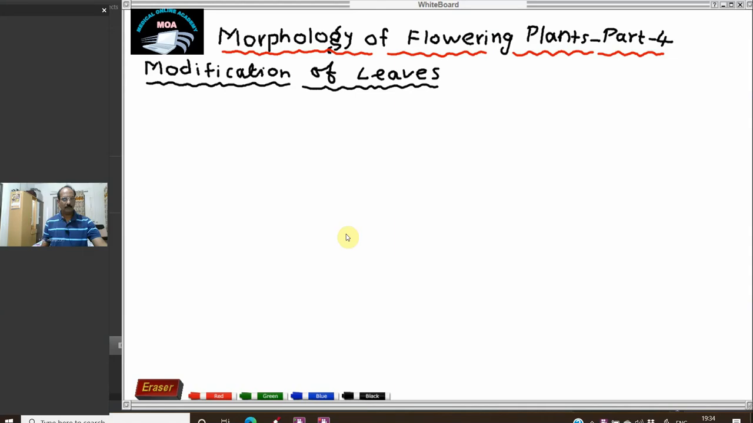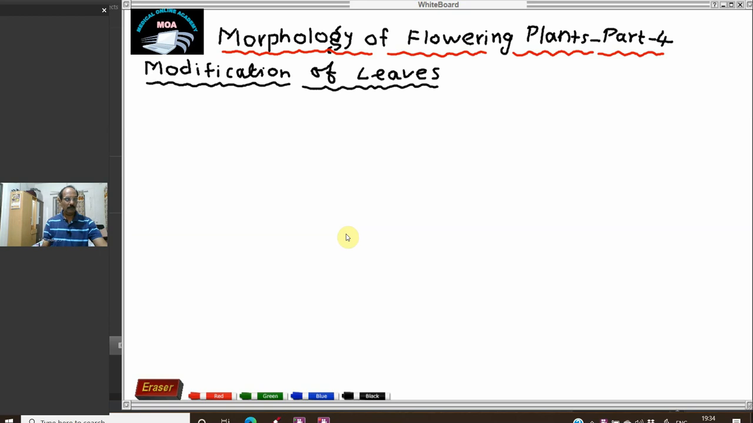Today we are going to study the modification of the leaves. So what is actually modification of the leaves? The function of the leaf is actually photosynthesis, to produce carbohydrate, and that is essential for the entire function of the leaf, and the excess carbohydrate is stored in the form of starch. So that is the main function of the leaf.